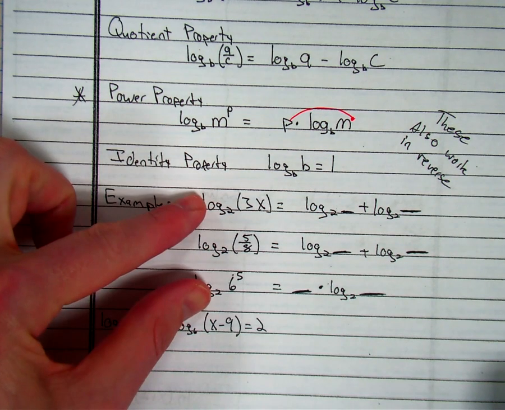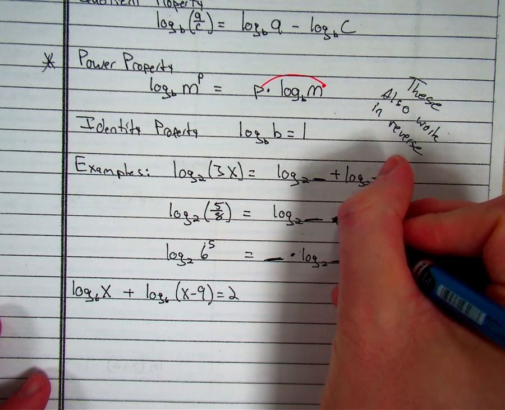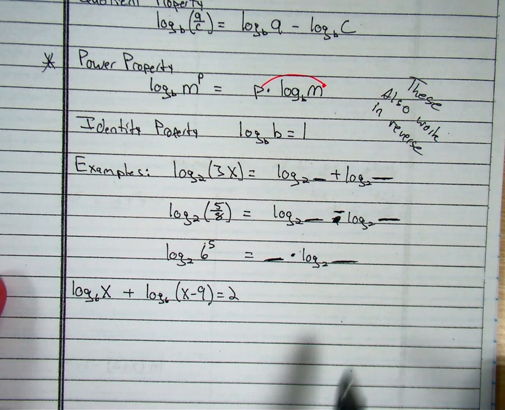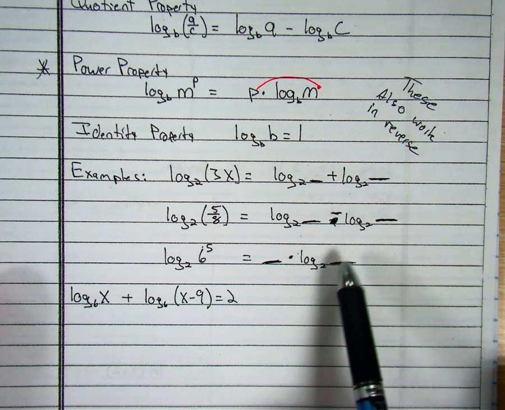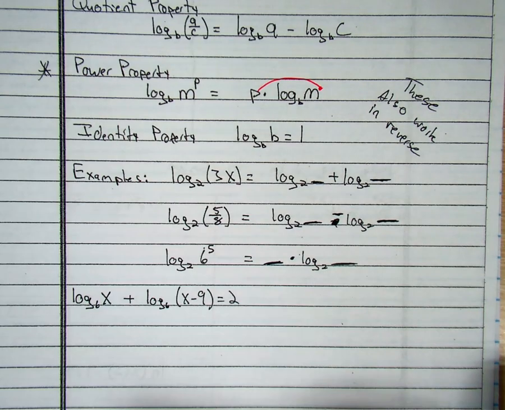Okay, we got 3 example problems. One mistake to change. This middle one should be a minus instead of a plus. Okay, let's have you try those on your own. Go ahead and push pause and see if you can see how those relate to the ones above it. Ready, set, go.